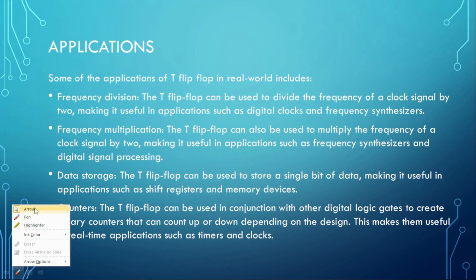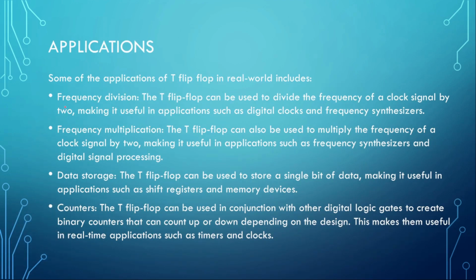What are the applications of T flip-flop? Frequency division, it can be used to divide the frequency of the clock signal, and frequency multiplication, so it is used to multiply the frequency of the clock signal by 2, and it is also used in digital signal processing. Like other flip-flops, it is also used in data storage and it is also used to construct counters.